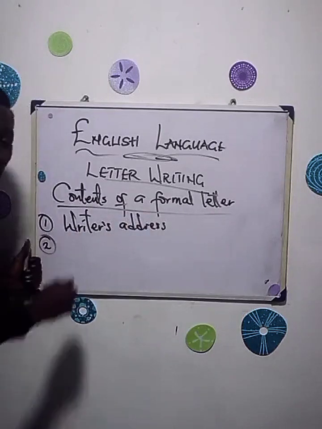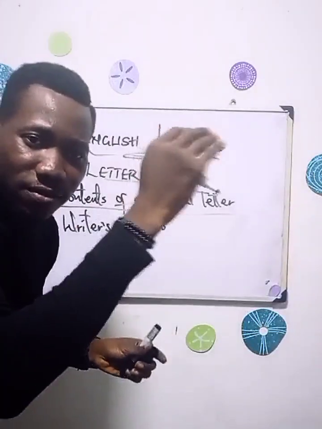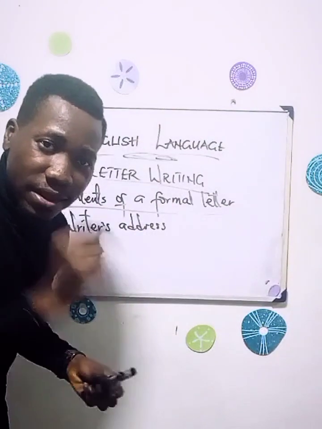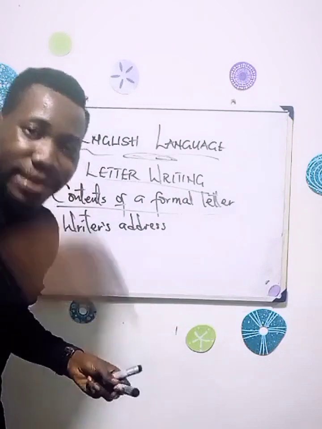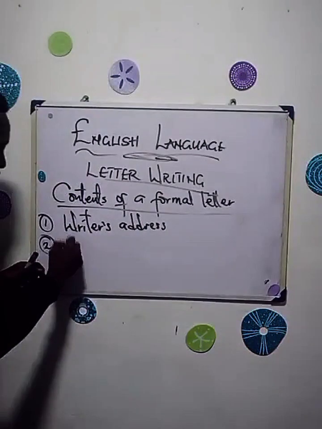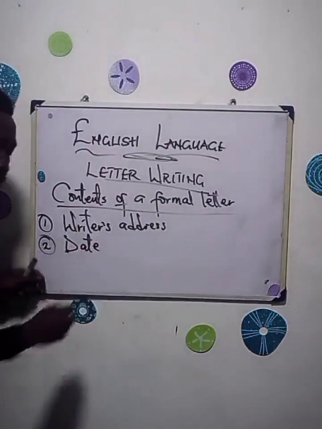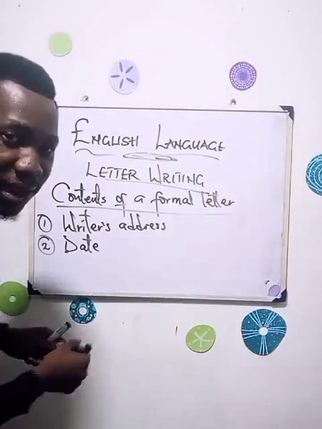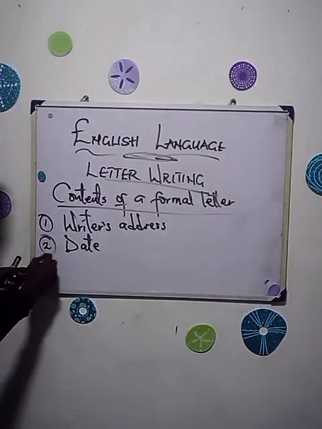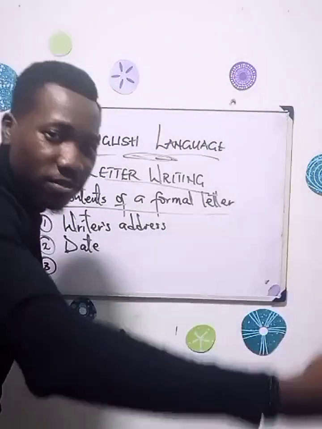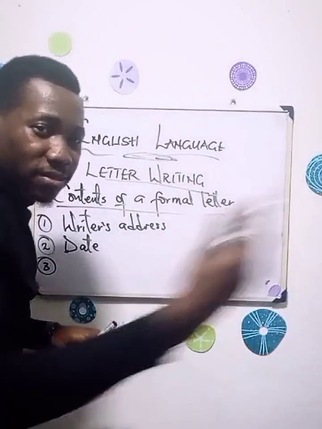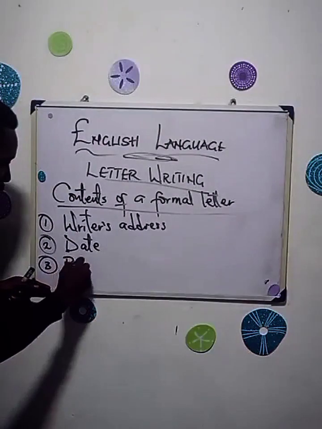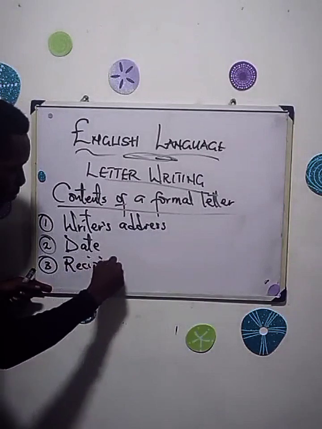After the writer's address, the next thing is the date. That's the day you're writing the letter, not any other day. The date. So writer's address, then the date, and the next thing is the address of the receiver, the person you are writing to, the recipient's address.